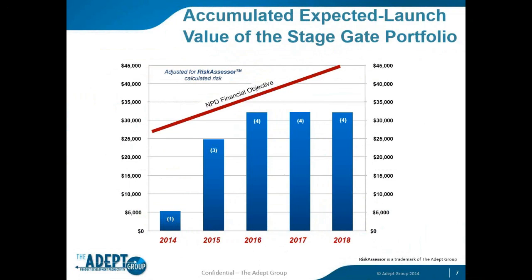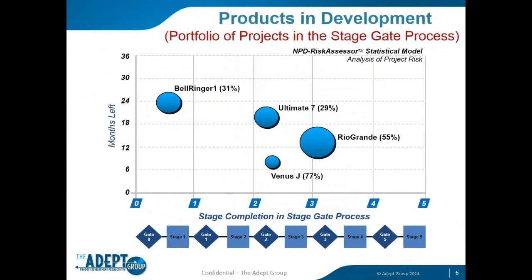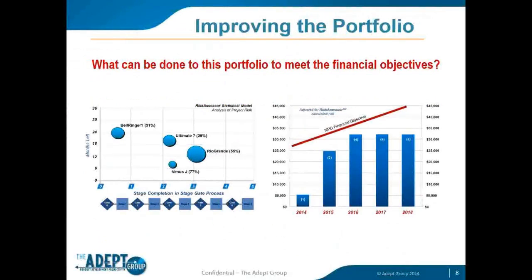Now, the idea here is just to show the point that at no point in this portfolio are we reaching our financial objective. So, as we see, the bubble chart on the left, if it goes forward, never reaches to where we want to be with our financial objectives. So the question then becomes, what do I do with the portfolio to then meet these objectives?